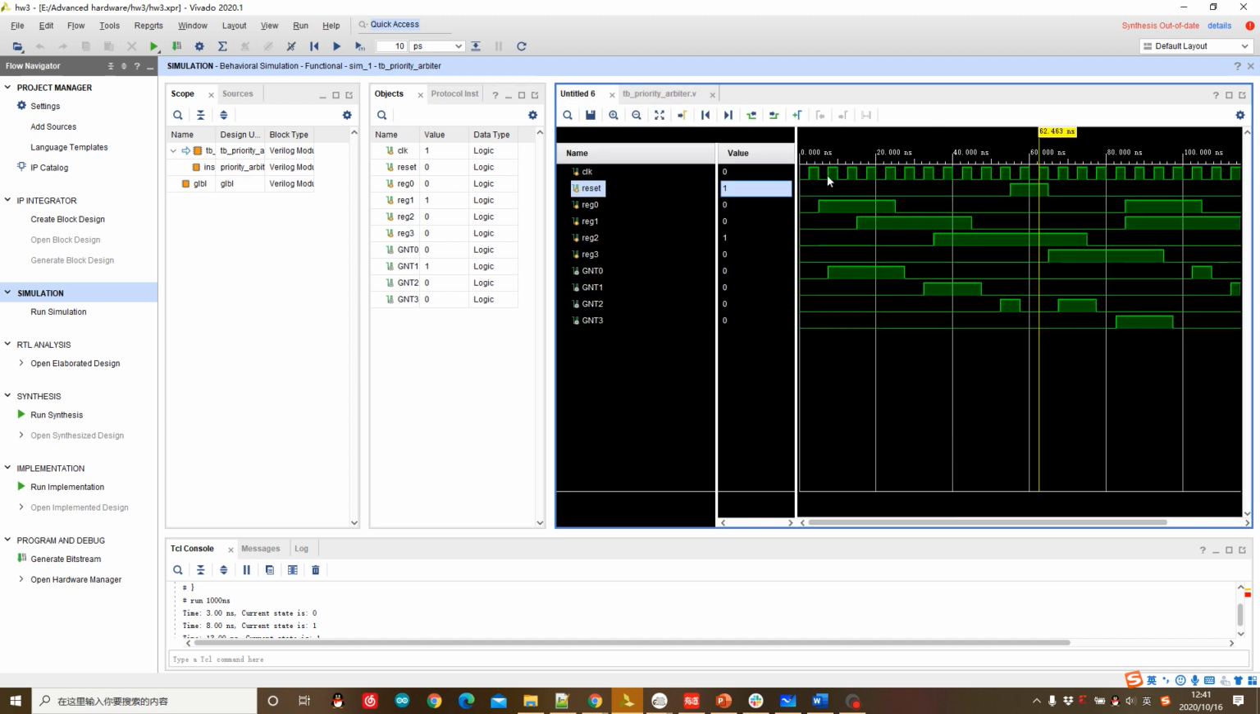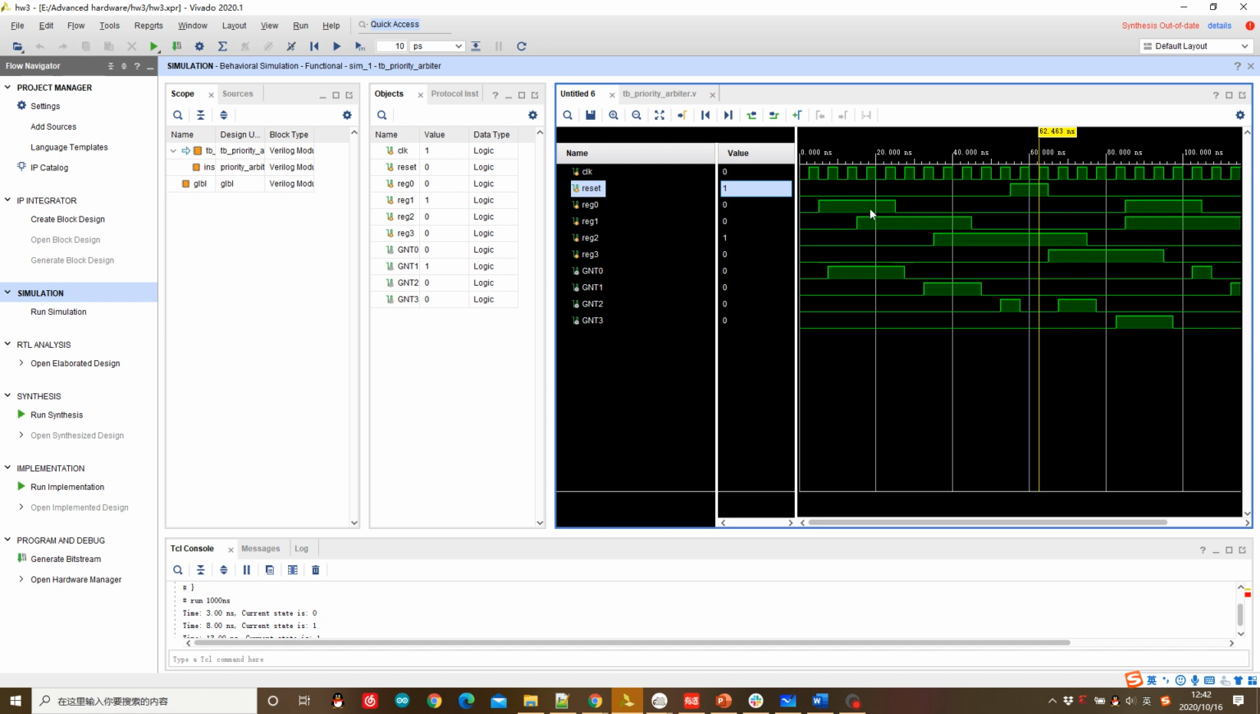So in the simulation result, you can see first I set req 0 to 1 here, and then at the next rising edge of the clock, the GNT 0, which means subsystem 0 is using the shared memory, rises to 1 here, and while req 0 keeps being 1, GNT 0 keeps being 1.